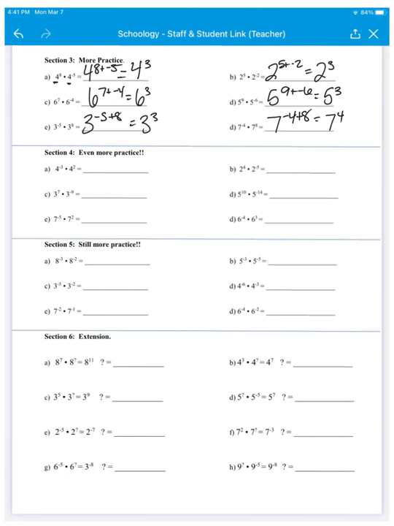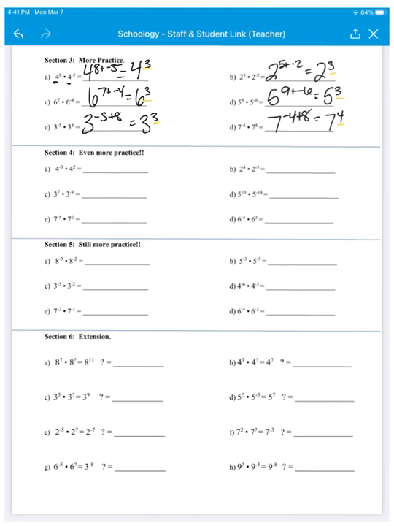So go ahead and pause the video and check your answers in just a minute. Okay, so in all of the questions in this section, we ended up with a positive exponent when we were finished. So we didn't have to do anything with those negative exponents in that section. So A, 4 to the 3rd, B, 2 to the 3rd, C, 6 to the 3rd, D, 5 to the 3rd, E is 3 to the 3rd, and F is 7 to the 4th.